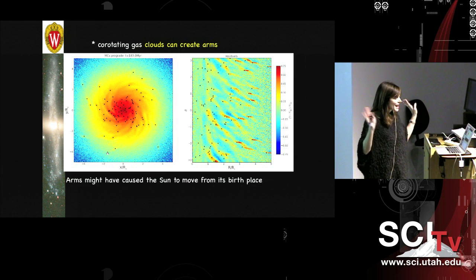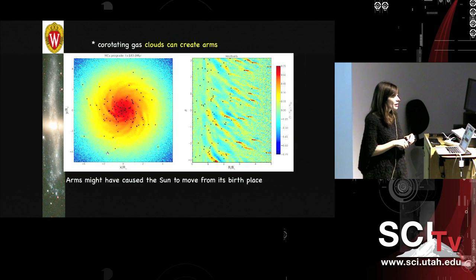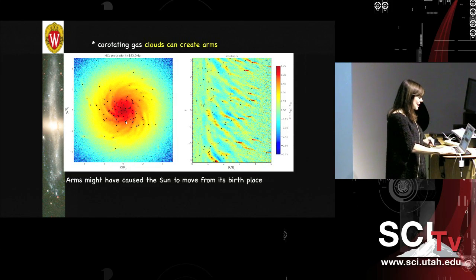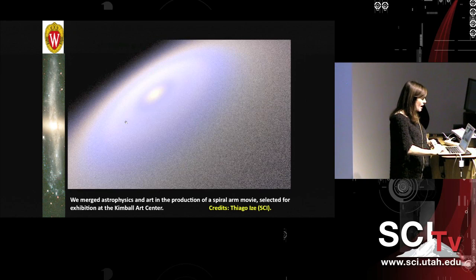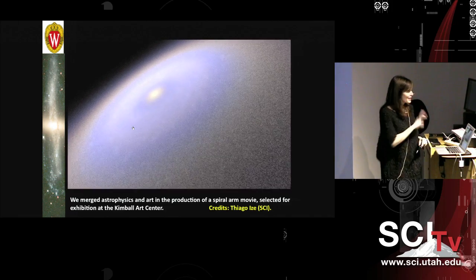So we were born elsewhere in the disk, and we have just drifted away from our birthplace by the presence of the spiral arms. So that's why it's so interesting also to understand the formation of spiral arms, because we can understand also the origin of our sun and other stars that can have migrated as well with the sun. And finally, I conclude, I'm almost done.